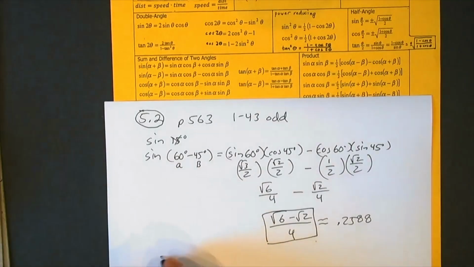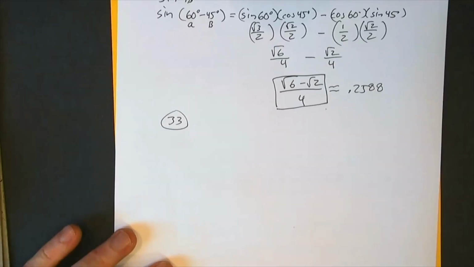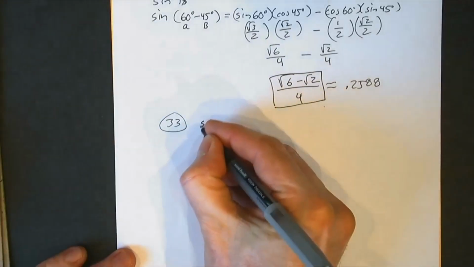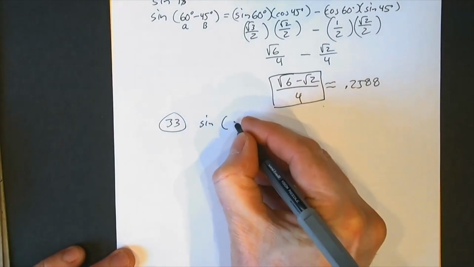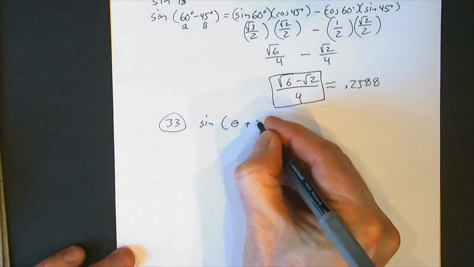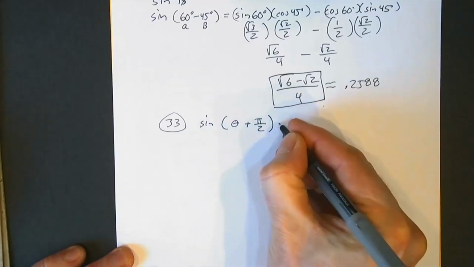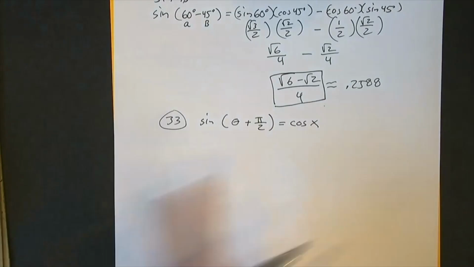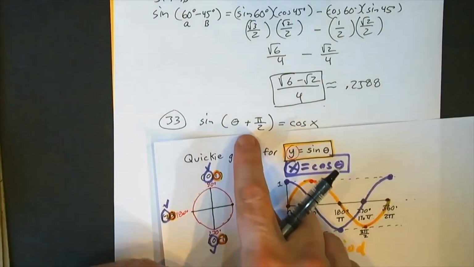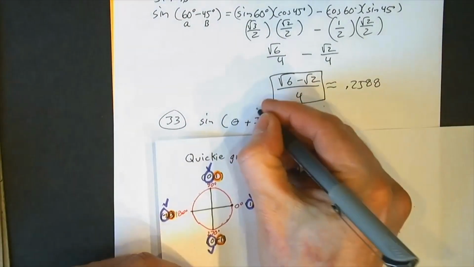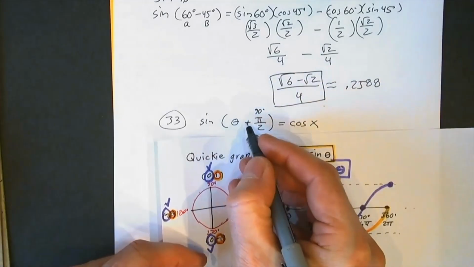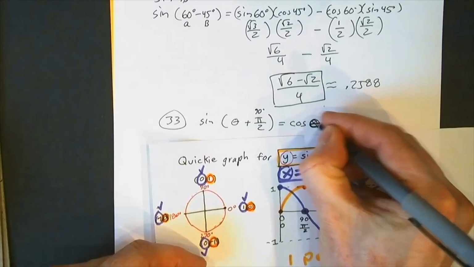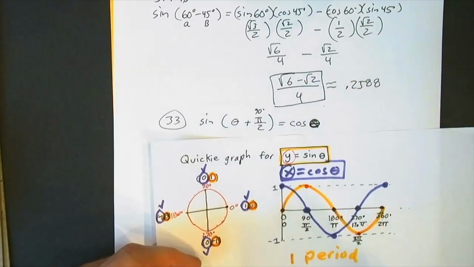Number 33 in the homework says sine of an angle, they put x, I could put theta, plus pi over 2 is equal to cosine of x. Think about this. If you think about what this actually says, pi over 2 is like 90 degrees, isn't it? The angle plus 90 degrees is just like the cosine of the angle. Oops, I should use theta, because I use theta and theta. I could use x and x.